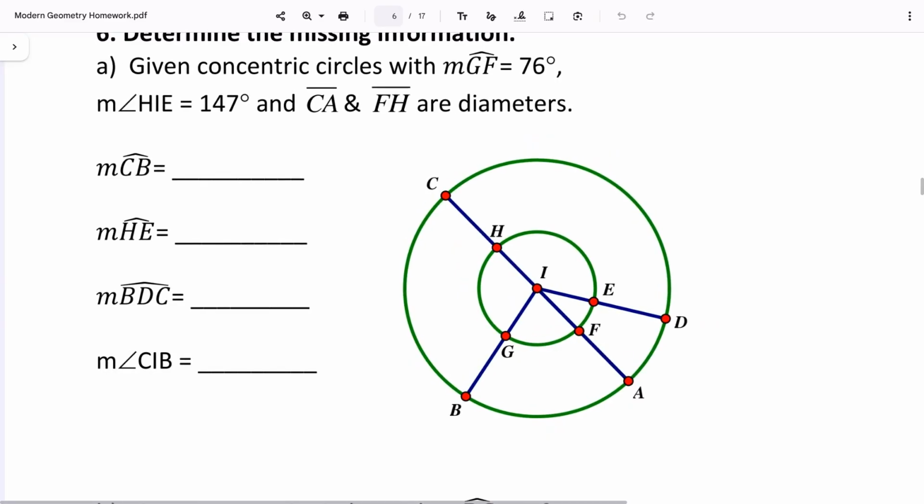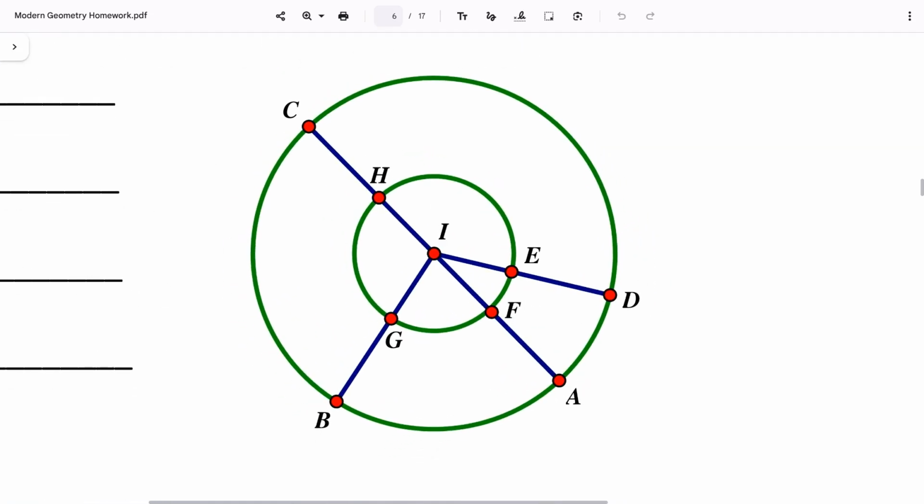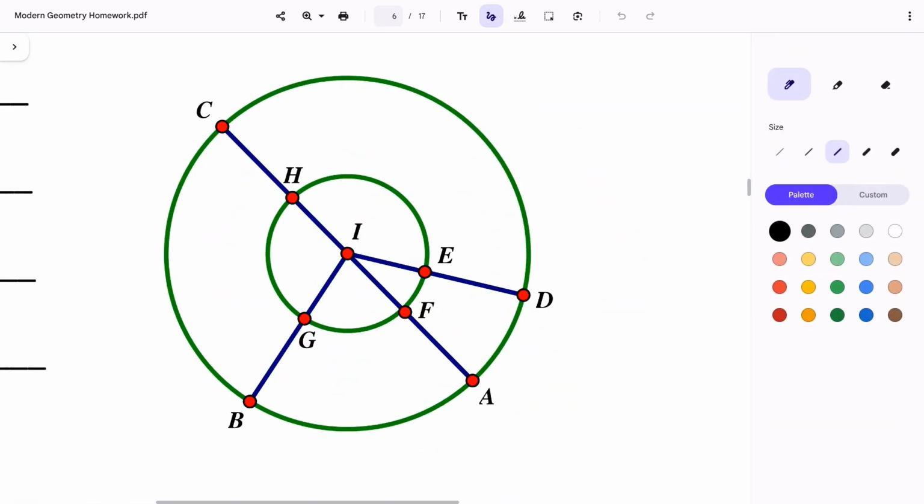This is considered a concentric circle. This circle is inside of the bigger one. Okay? What that means as far as what we've been talking about today is that your angle measurement, like here, I'm not going to do the math, but let's just pretend this was, I don't know, 113 degrees. If this is 113 here, then this arc H to E would also be 113. And this big arc C to D would also be 113.